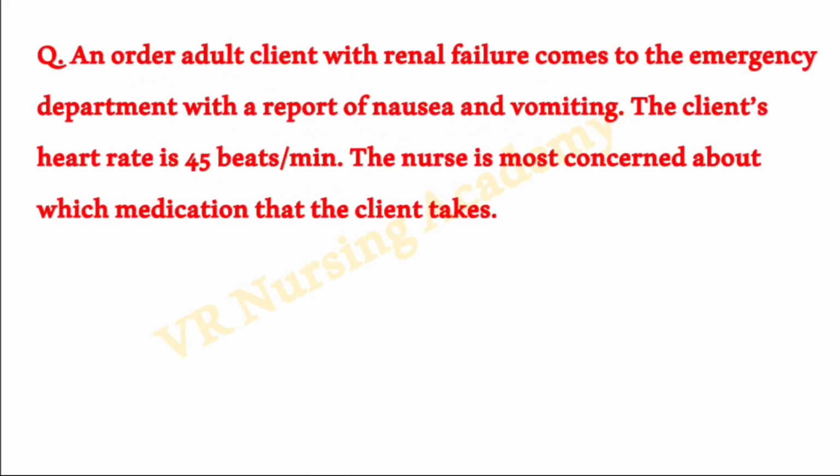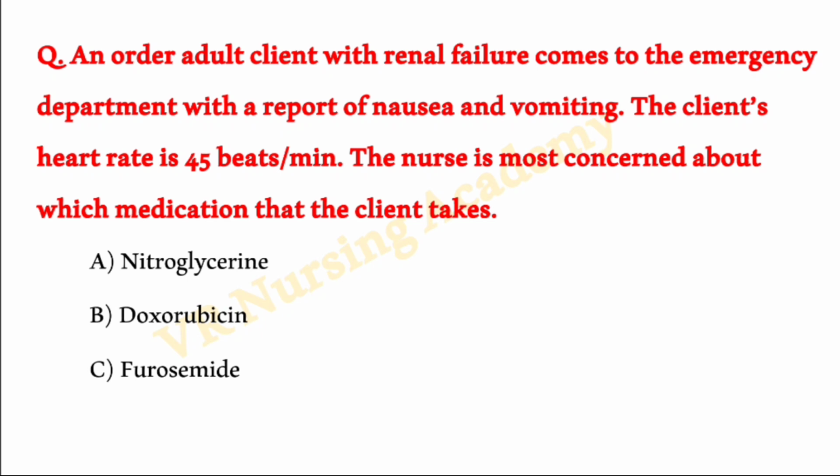Next question. An older adult client with renal failure comes to the emergency department with a report of nausea and vomiting. The client's heart rate is 45 beats per minute. The nurse is most concerned about which medication that the client takes. Option A. Nitroglycerin. B. Doxorubicin. C. Furosemide. D. Digoxin. Which correct answer is? Option D. Digoxin.